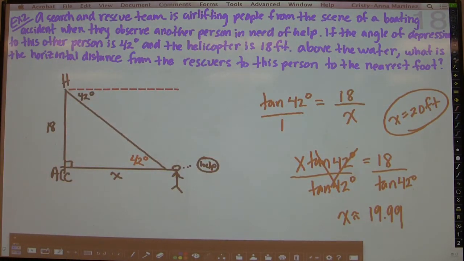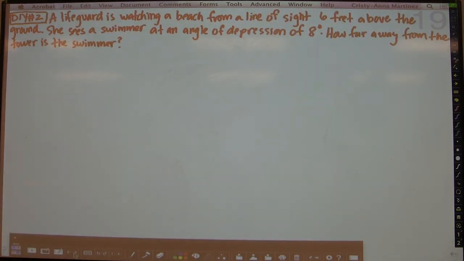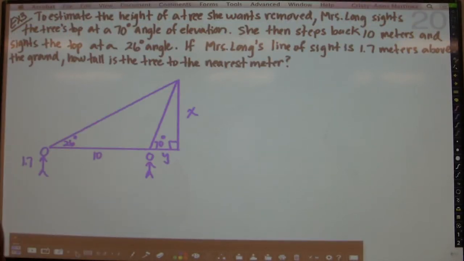So there again, we see how we use our trigonometry to solve the right triangle. So now we have a do-it-yourself question for you to try. And then we're going to go to our last example. And we got a little bit of stuff happening here, so let's explain why this diagram looks kind of crazy.